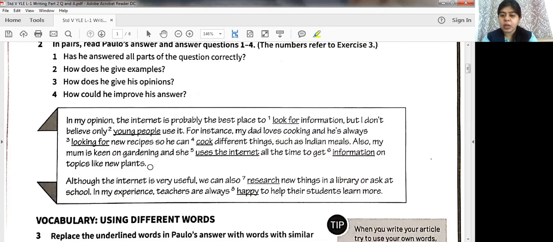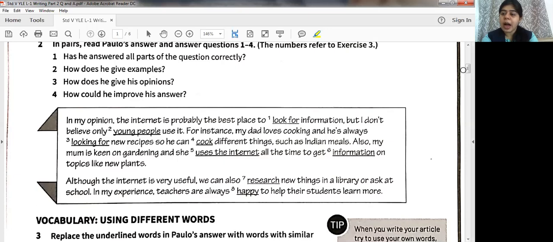My dad loves cooking and he's always looking for new recipes so that he can cook different things, such as Indian meals. Also, my mom is keen on gardening and she uses the internet all the time to get information on topics like new plants. Although the internet is very useful, we can also research new things in a library or ask at school. In my experience, teachers are always happy to help their students learn more.